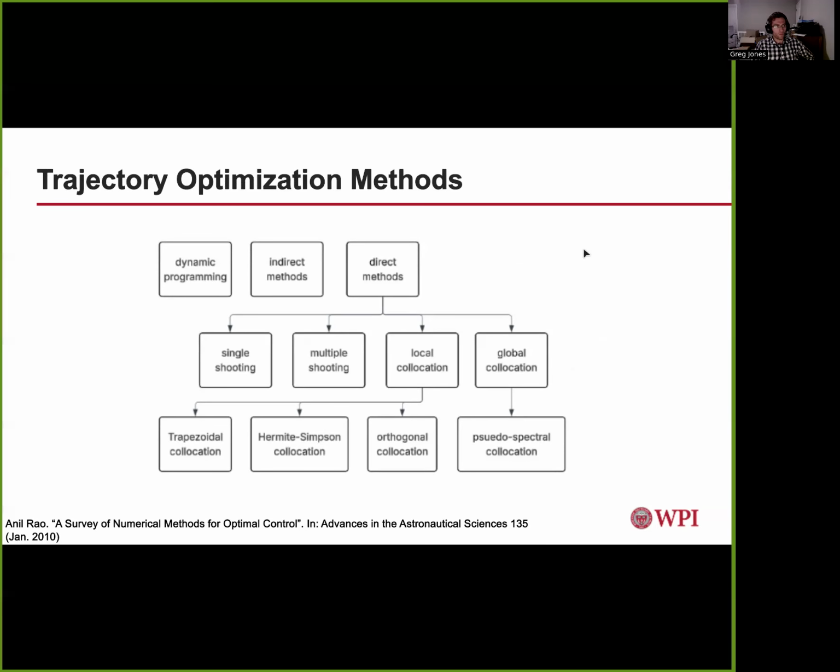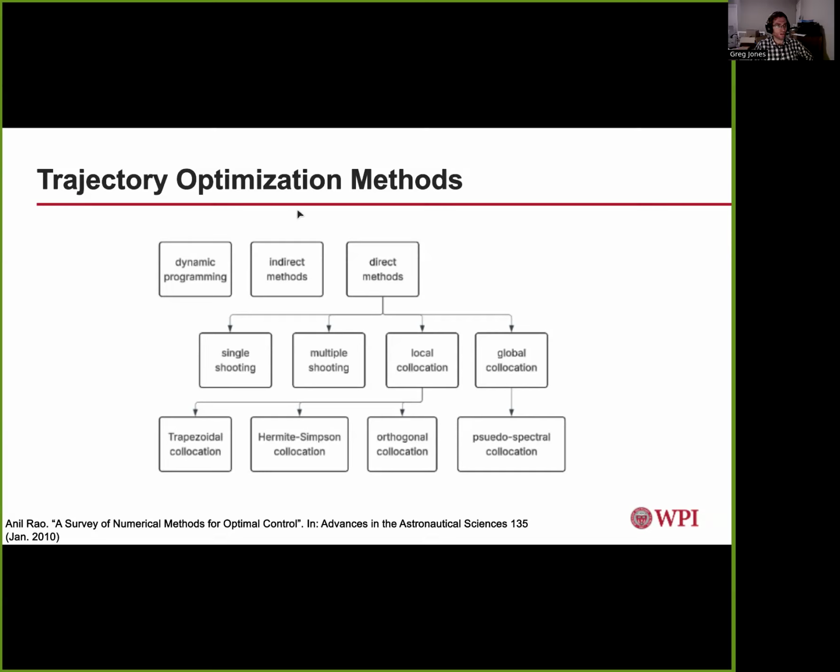Now, there are a few trajectory optimization methods that we had a look at. There's dynamic programming, indirect methods, and direct methods at the highest level. I'll come back to dynamic programming, but the difference between direct methods and indirect is there's a phrase that goes that direct methods discretize, then optimize, and indirect methods optimize and then discretize.